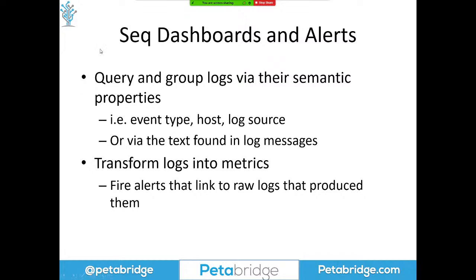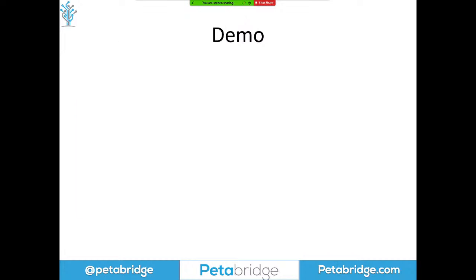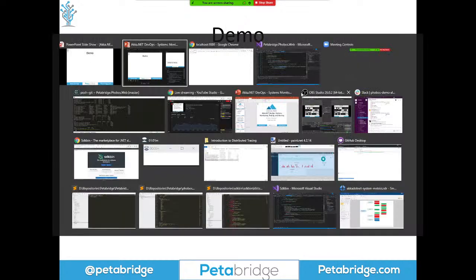We're going to use that to query and group these logs together via their semantic properties. For instance, I could write a query that's going to aggregate all the logs by their error code, or by the host where they came from, or by the environment they were deployed into, and so forth. And we can transform these logs into metrics by accumulating them based on these properties over a finite window of time. And this is what one of our Seq dashboards looks like, for instance. So let's take a look at a little demo of all this.